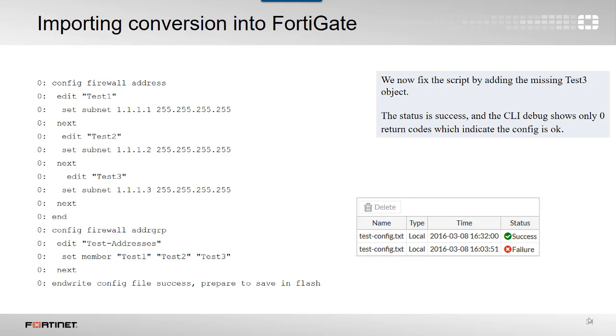And I can replay the same script and, for the objects that exist already, it's just going to overwrite them with the same settings, and it's going to add the new or the missing objects. So now when I run that again, I see that when we get to the address group, we now get the 0 return code saying everything's okay, and we see in the GUI that the status is success.